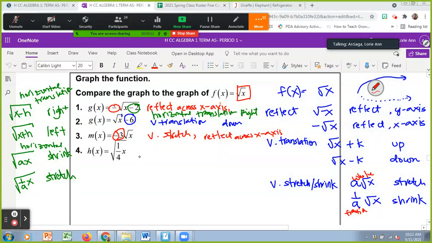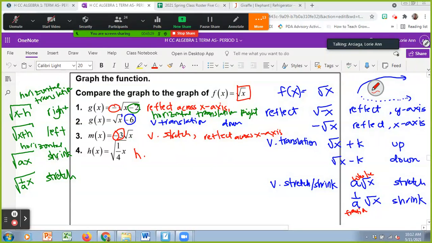Okay, here we go. Number 4. It's inside. So is it H or V? Is it H or V? Your 1/4 is inside your radical. It's horizontal. Very good.